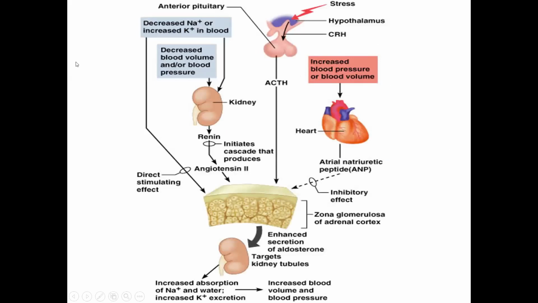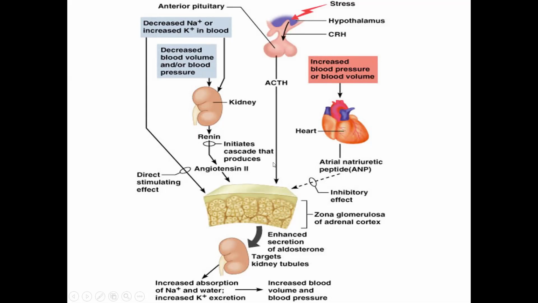So this illustration right here shows that, for example, as I've already mentioned, whenever there's stress, it would release your corticotropin releasing hormone, which would in turn release your adrenocorticotropin hormone. And this ACTH will stimulate your adrenal cortex to produce your aldosterone. And for example, if there's decreased sodium, increased potassium in the blood, or whenever there's decreased blood volume or decreased blood pressure, the kidneys will sense it by producing renin.